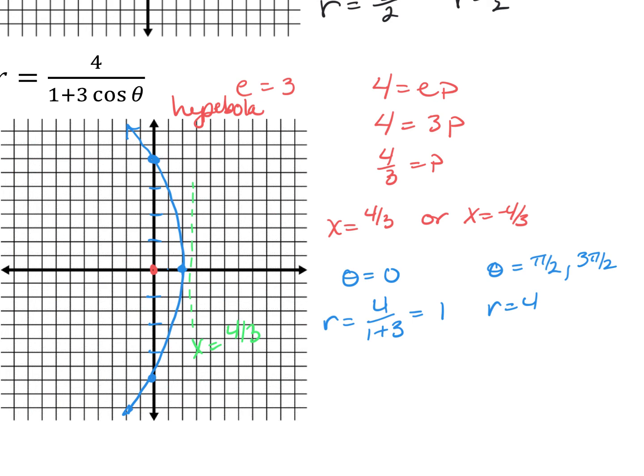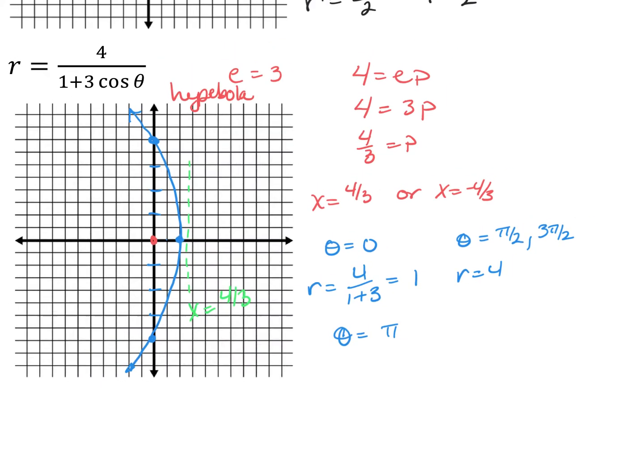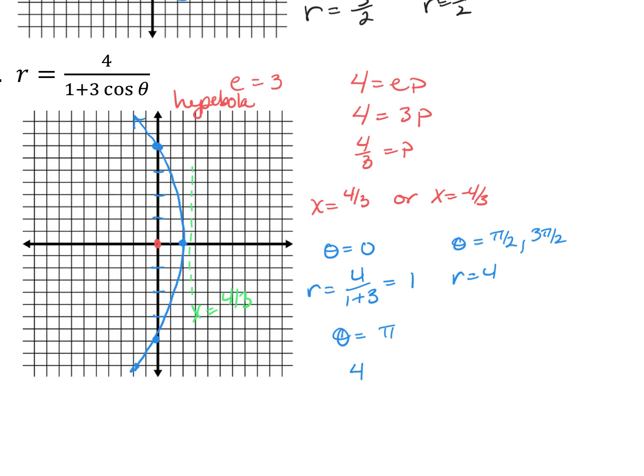Now, I know that if I put in theta is equal to pi, I should get my other vertex. So I put in theta is equal to pi. I'm going to get r is equal to 4 over 1 minus 3, because the cosine of pi is a negative 1. So I get 4 over negative 2. So I get negative 2.